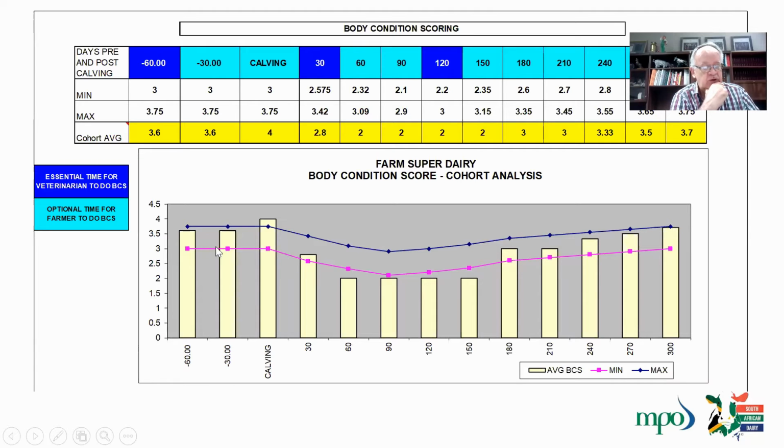This is the normal maximum, and this purple line is the normal minimum, what it should be. But from your side, maybe if you can give me some indications in the chat room.